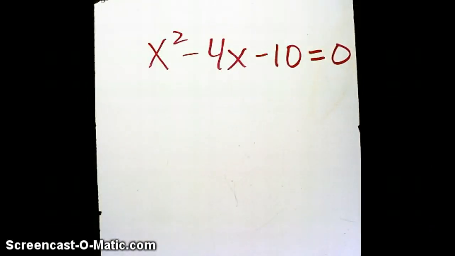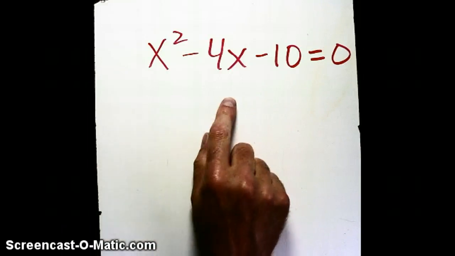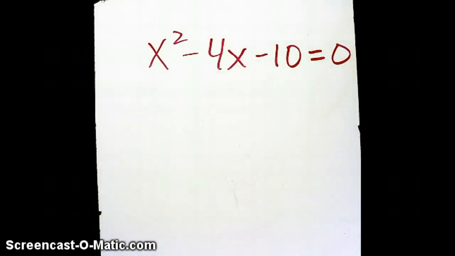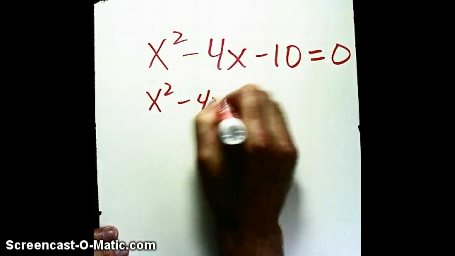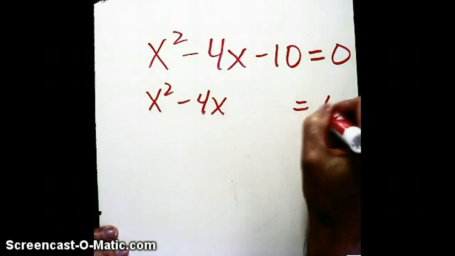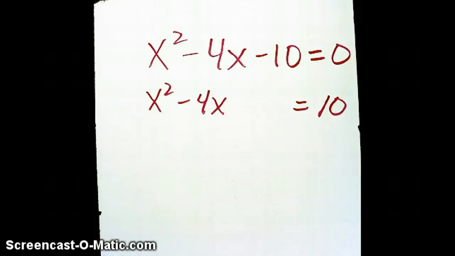Alright, so here you go. Take the constant to the right. Let me get my red marker. Okay, so take the constant to the right and leave a hole behind it.